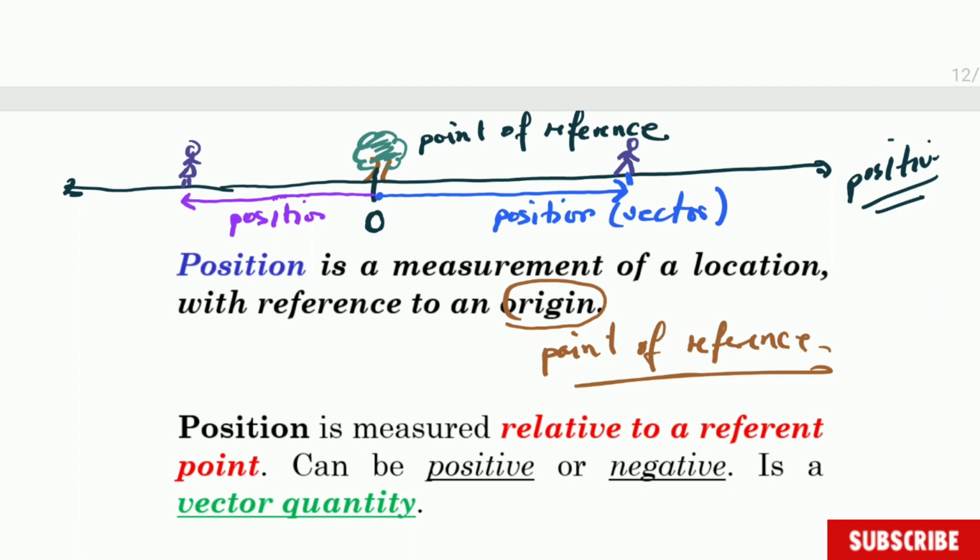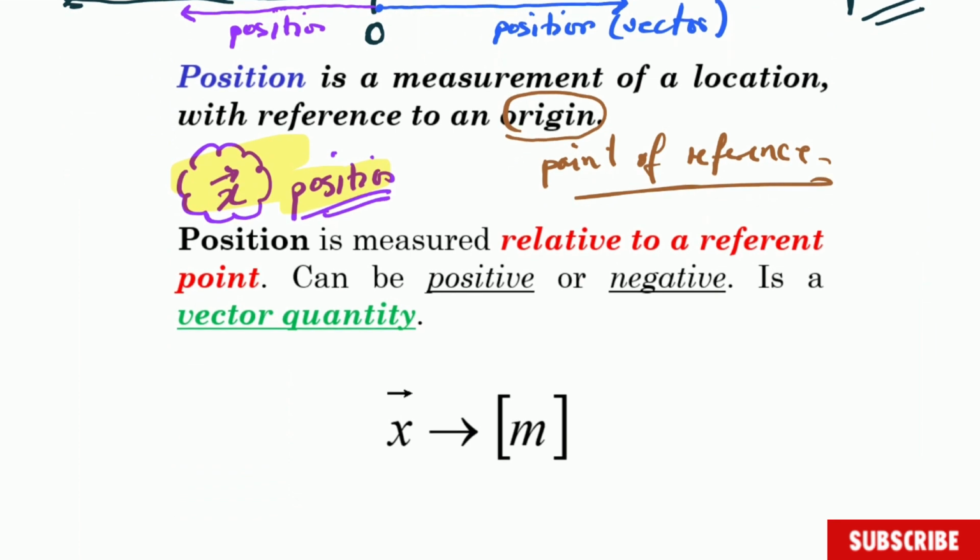Now, what is important to know? The symbol for position is going to be X. So it's going to be X with an arrow on top because it is a vector quantity. This one is the symbol for position. Okay, please don't forget, it is quite important. Symbol for position, here it is.